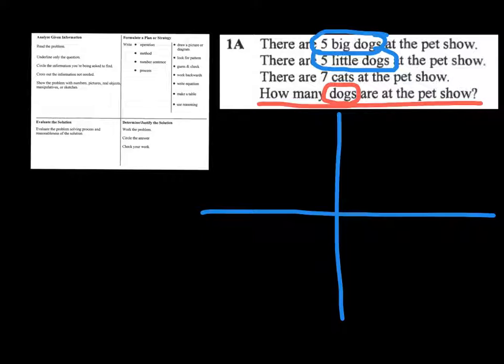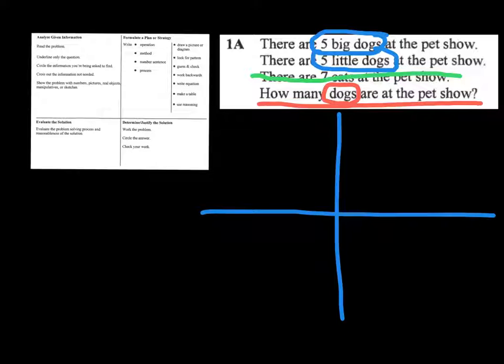Then we get to the third sentence, there are 7 cats at the pet show. Well, that's not important. So what I'm going to do is get rid of that information. I don't want to ever look at that information again because in the realm of this problem, it is not important. Then I can also draw some pictures in this understand, or maybe write some information that I think is important.